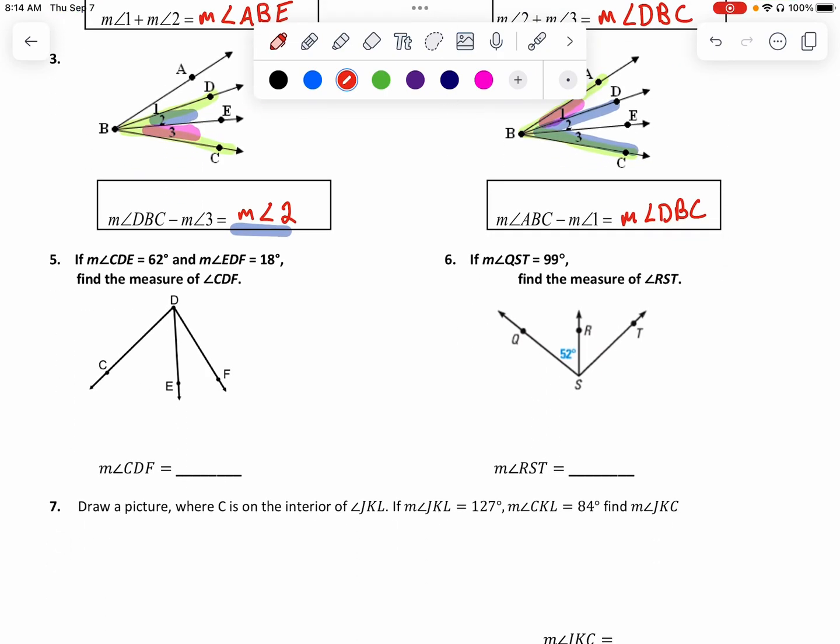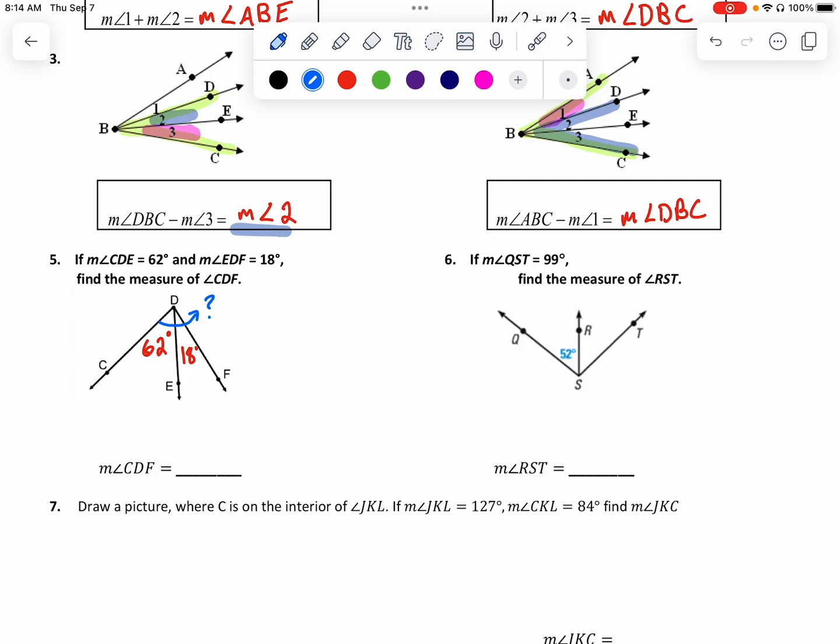Ooh, now we have numbers to work with. So here it says CDE is 62 degrees. So we're going to label that angle 62 degrees. And measure of angle EDF is 18 degrees. And they want us to find the measure of angle CDF. So CDF is the whole thing. So that's what we're trying to find.